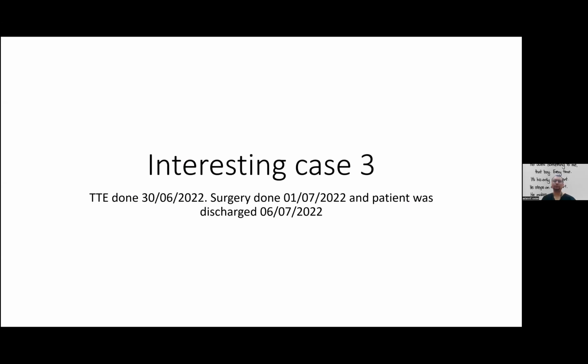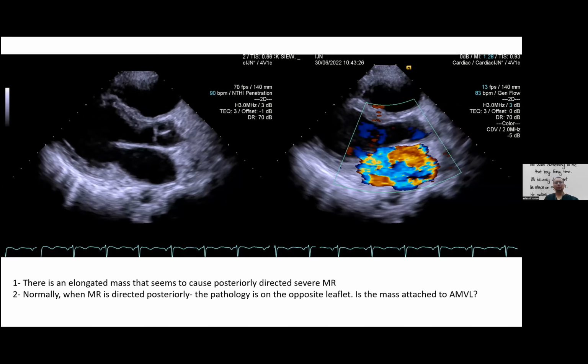Okay. Let's look at the interesting case number 3. Basically, this is a case where the transthoracic echocardiogram was done on the 30th of June 2022. Surgery was done on the 1st of July 2022, and the patient was discharged on the 6th of July 2022. So within the span of 1 week. So look at what we see here.